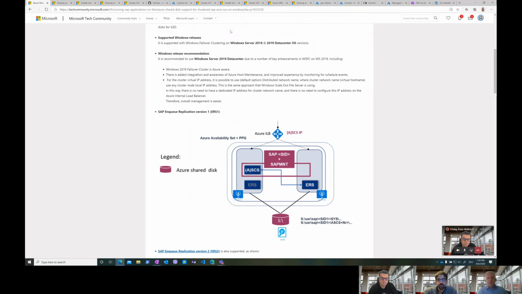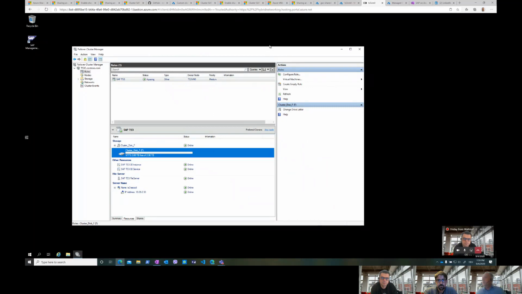Basically, the shared disk is just a disk which is enabled and can be attached to multiple VMs, right? So from the Windows operating system perspective, there's absolutely no difference. Is this a shared disk in Azure or a shared disk on... Exactly. Okay. So maybe let me share. I think I have one opened.